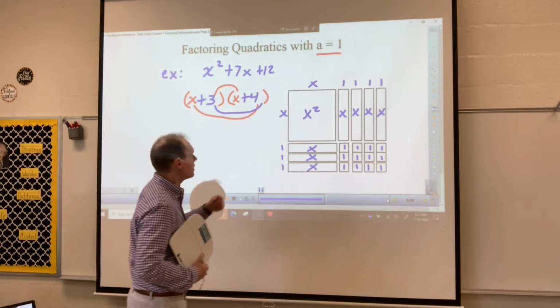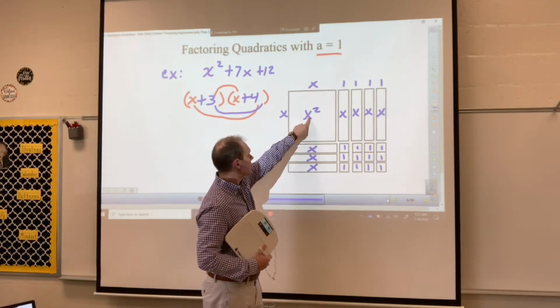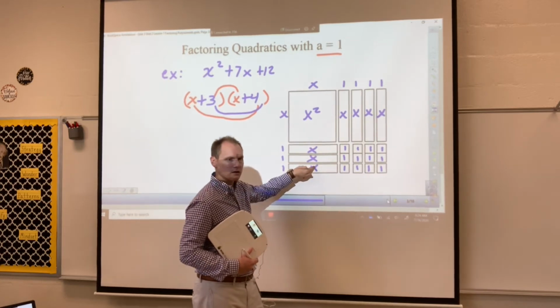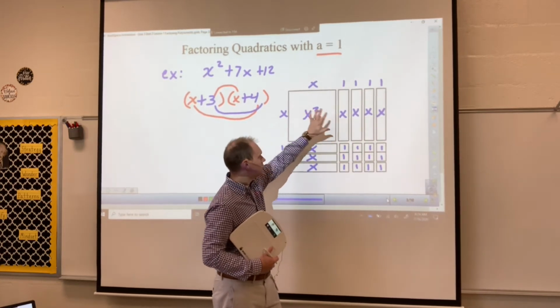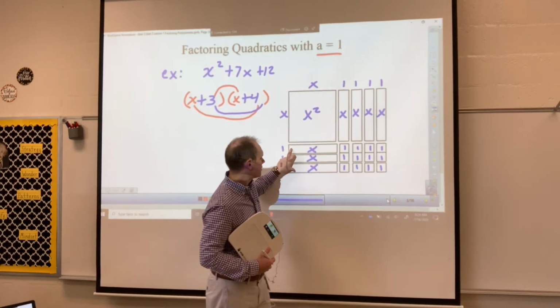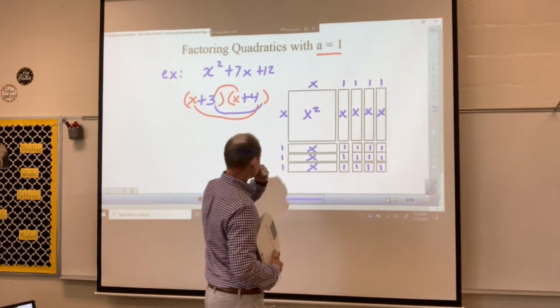12 of them, right? So all in all, we have x squared. We have 4x and 3x. That makes 7x together, right? And then we have plus 12. So it's x squared plus 7x plus 12. But we've arranged these with 3 down here and 4 up here.